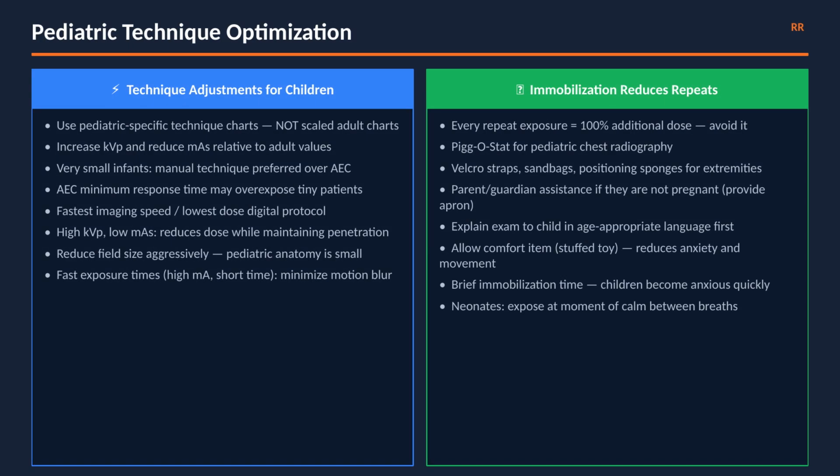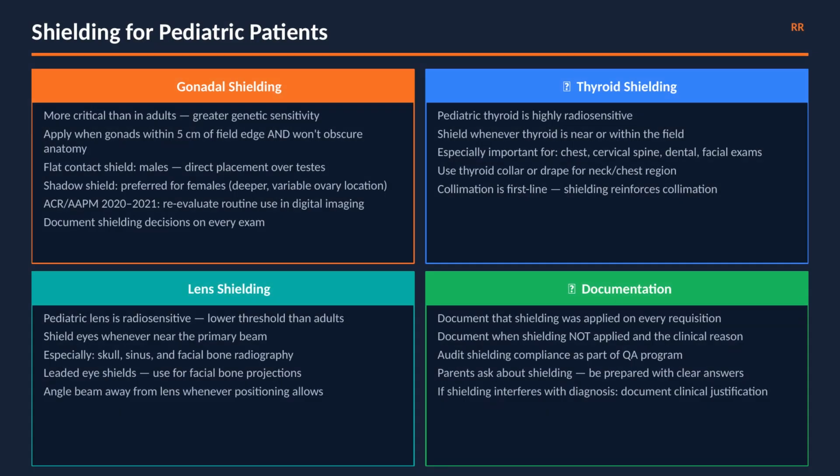Two simultaneous goals in pediatric imaging: diagnostic image quality and the absolute minimum radiation dose. Technique adjustments: increase kVp and reduce mAs relative to adult values. The 15% rule applies here as everywhere. Use the highest kVp consistent with adequate contrast for the anatomy. For very young infants, manual technique is preferred over AEC, which has a minimum exposure. Now, shielding considerations specific to pediatric imaging.